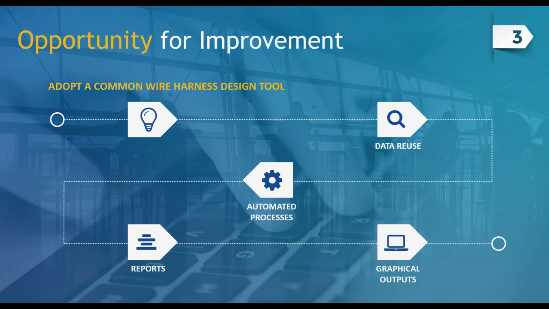Moreover, using a tool designed to be flexible and with the wire industry in mind, the manufacturer can adjust the tool's automated processes, reports, and graphical outputs. An example of such a tool is Capital Harness.